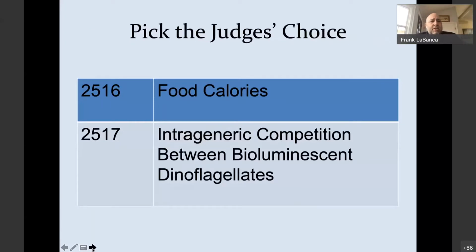So 2 sets of projects, food calories, and intragenic competition between bioluminescent dinoflagellates. I'm not sure. I can actually see the chat window while this is happening. Oh, there. Oh, I'm seeing them pop up. Okay.